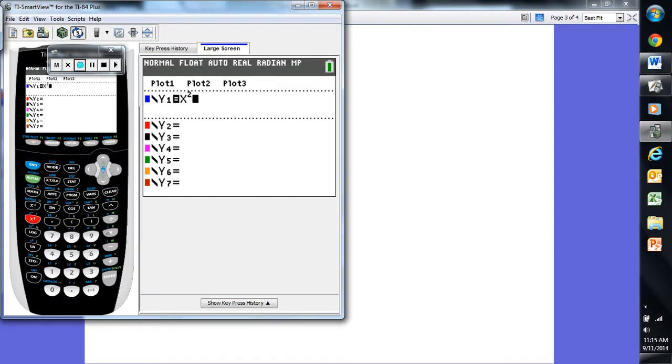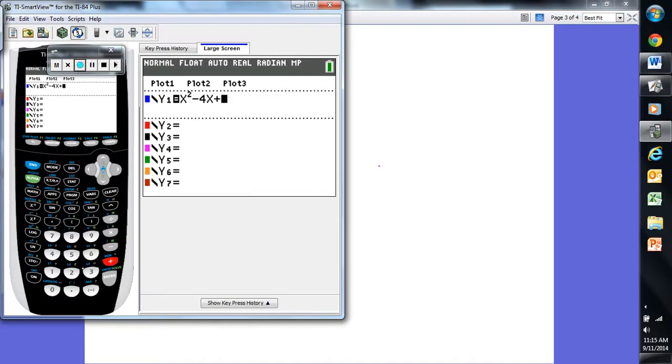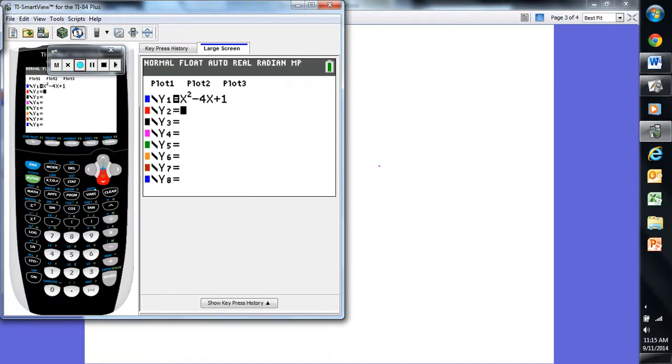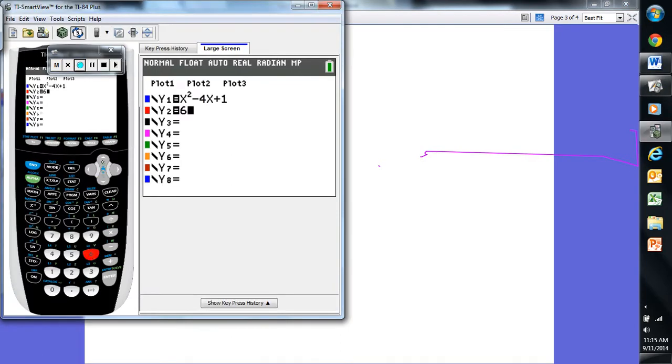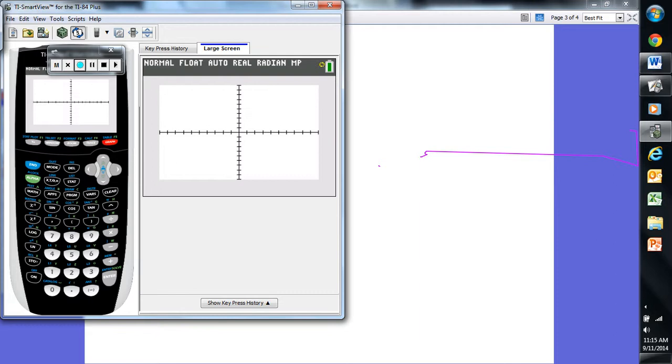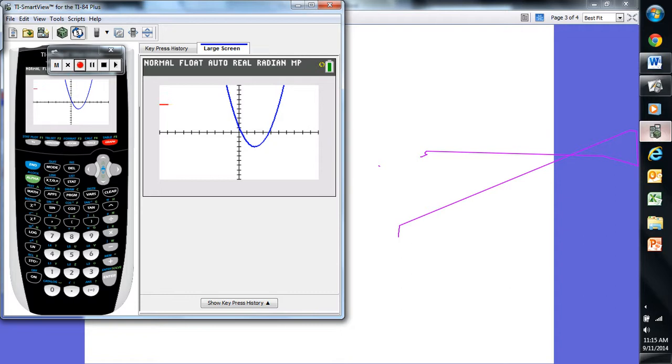X squared minus 4x plus 1. And then I'm going to put 6 into my y2. Look at the graph. When is it greater than 6? Looking for greater than. Well, it's greater than up to here and from here on. So I have to find what those 2 points are.